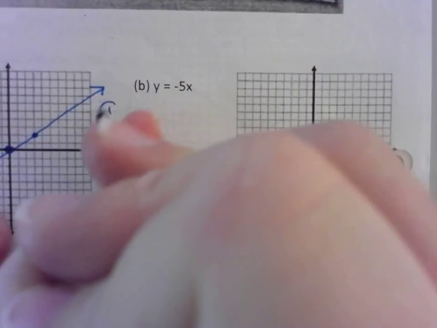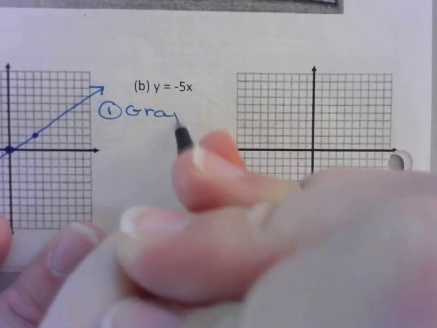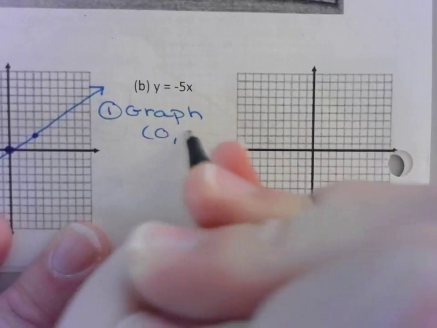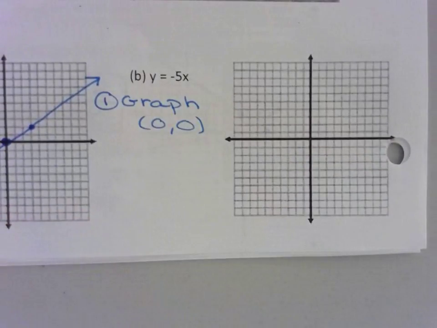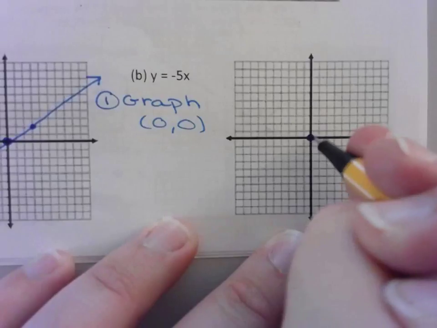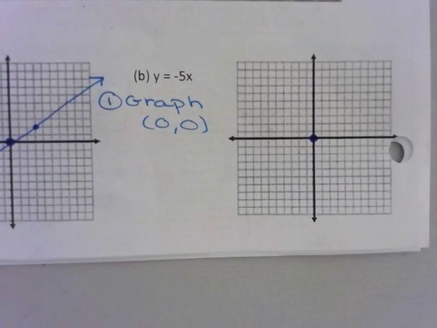So what point do I know it's going to go through? 0, 0. If it looks like y equals a number times x, then I know it goes through 0, 0. And we'll talk more about it in chapter 4. So I can go ahead and graph the point 0, 0. It makes your life pretty easy.